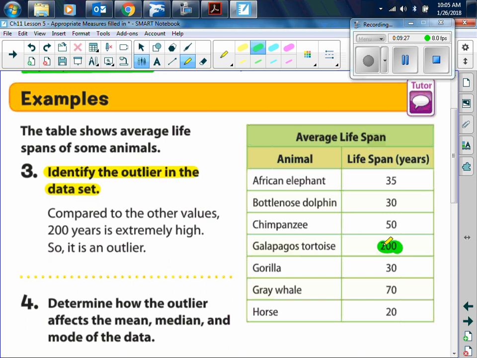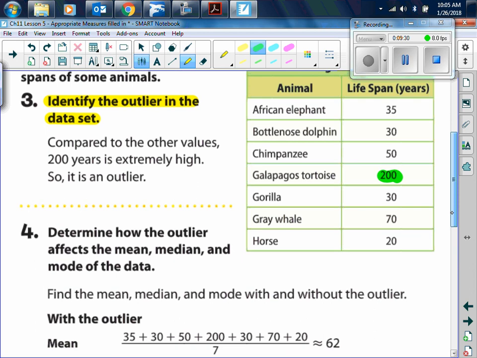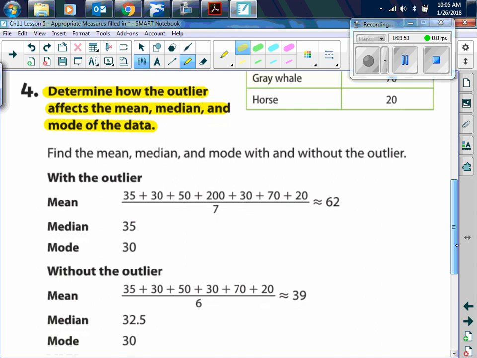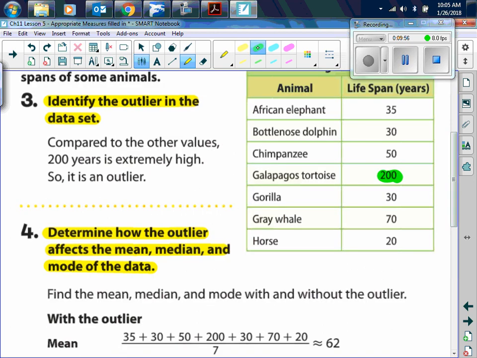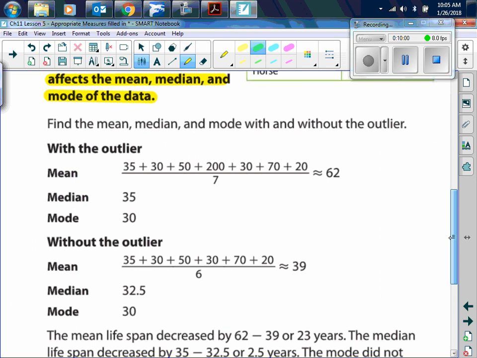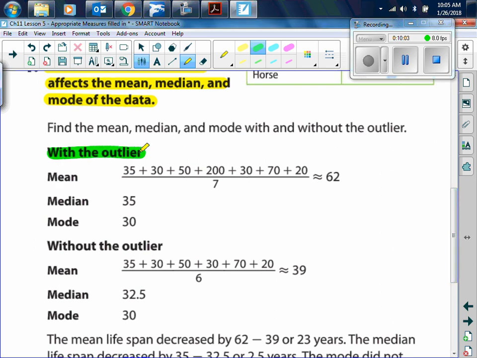Okay? Step 2 is determine how the outlier affects the mean, the median, and the mode of the data. So this one is where you're going to have to do quite a bit of work. So make sure you write this down. Determine how the outlier affects the mean, the median, and the mode of the data. So what you're going to have to do here is find out what is the mean, median, and mode with the outlier, and what is the mean, median, and mode without the outlier. So you're going to have to find those measures of center twice. Is everybody clear with that?